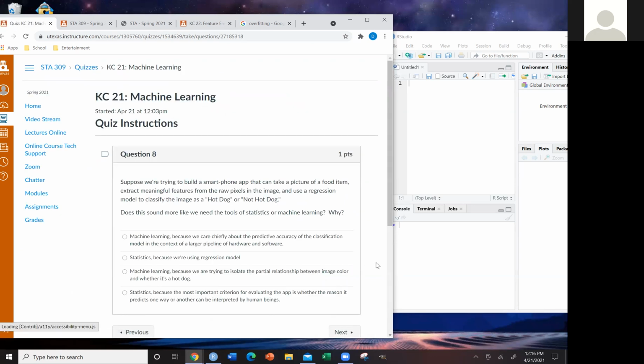Suppose we're trying to build a smartphone app that can take a picture of a food item, extract meaningful features from the raw pixels of the image, and use a regression model to classify the image as a hot dog or not a hot dog. What a funny thing, but that's what some phones do. I use an Android, and sometimes it's kind of scary what my phone can look at and say, that's a picture of a cat. I'm like, I don't know how you know that, bud, but they did machine learning to figure that out. I'm sure iPhones do some of the same things.